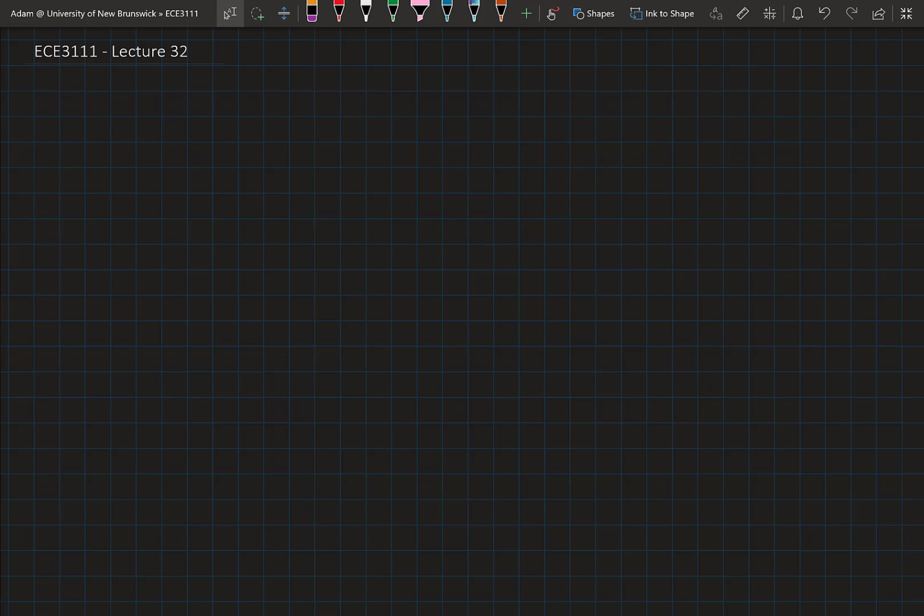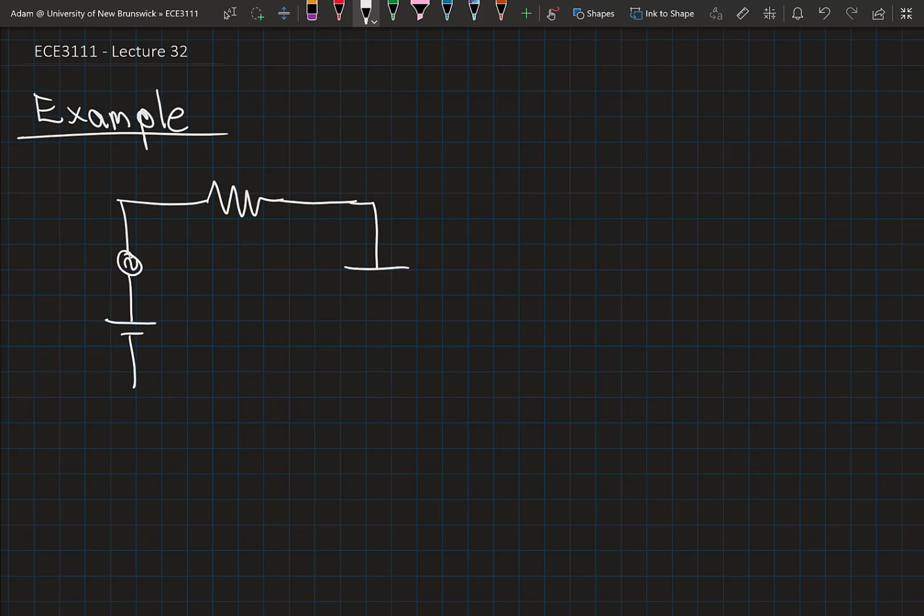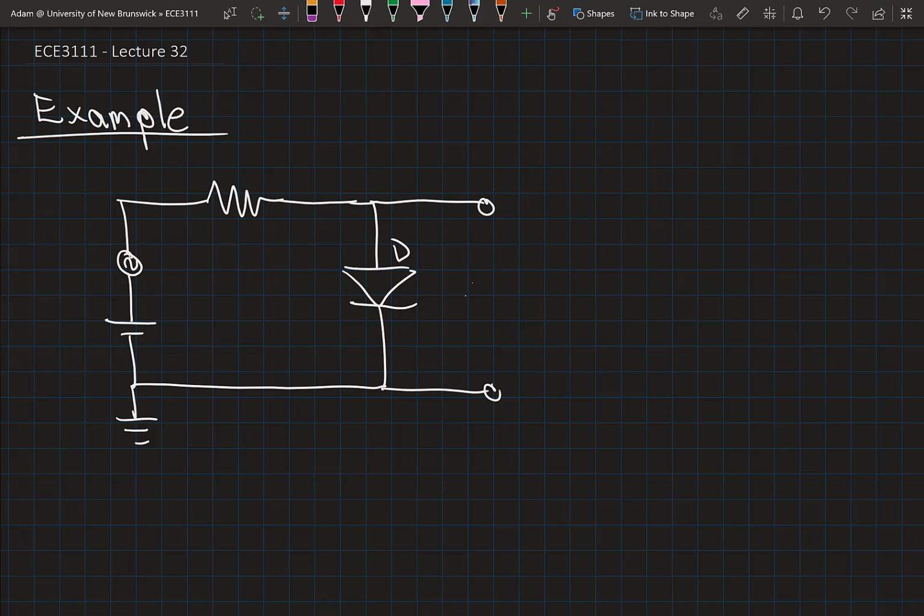This lecture is just following up on the last lecture where we looked at how to solve for the large signal and small signal operation of a diode. In this class I want to go through an example, and this example will have, again, a small signal component, a large signal or bias voltage, a series resistance, and a diode, and we're interested in the output voltage across this diode.